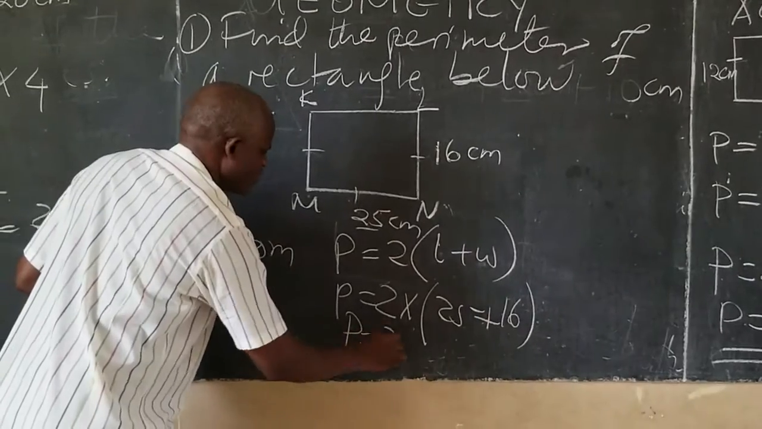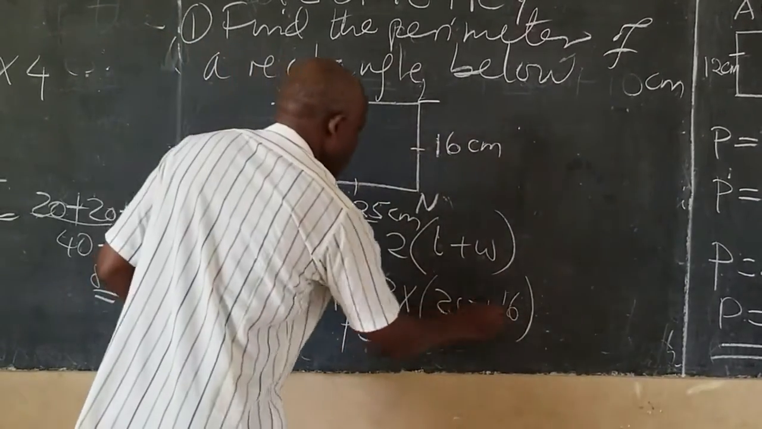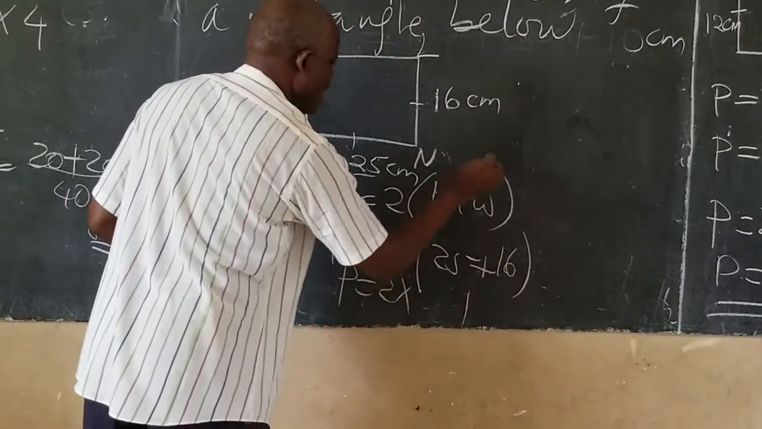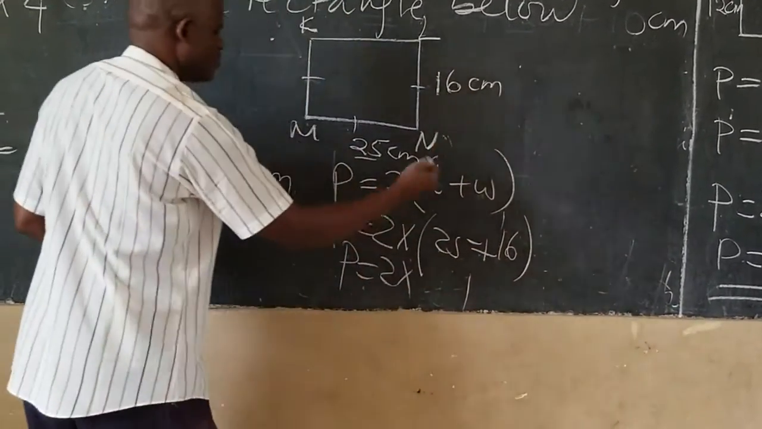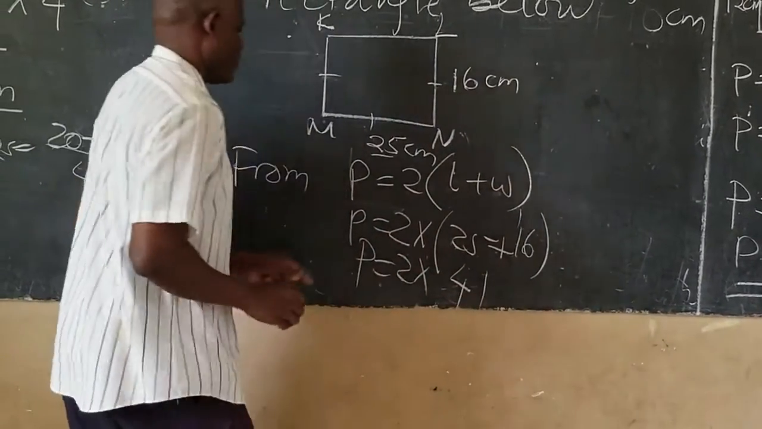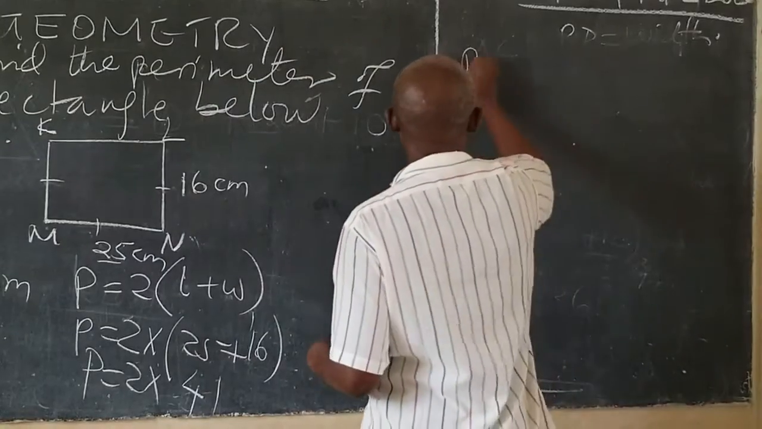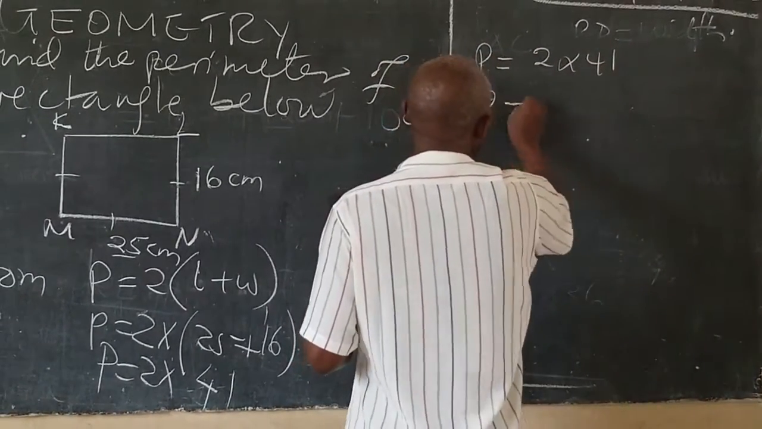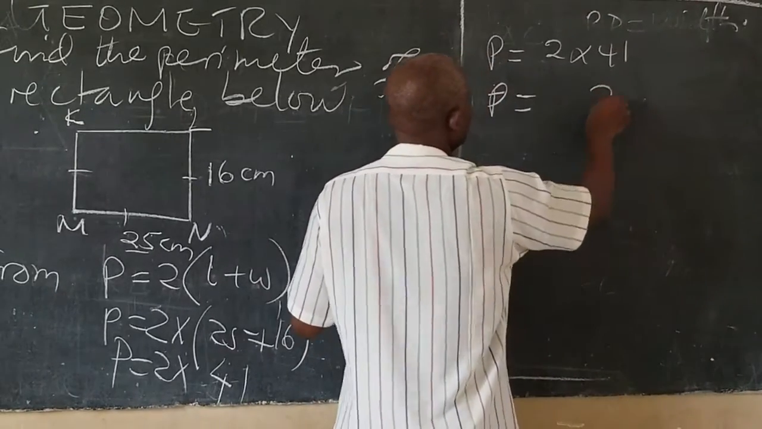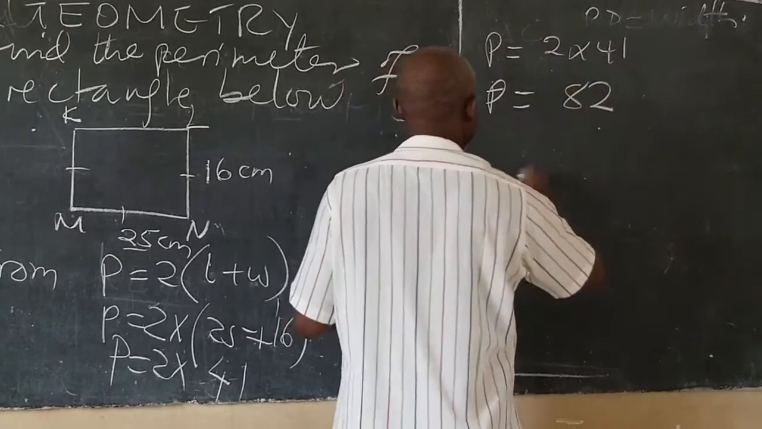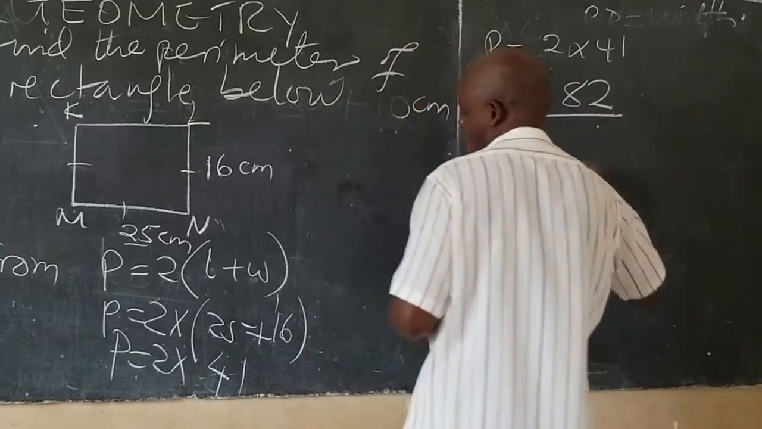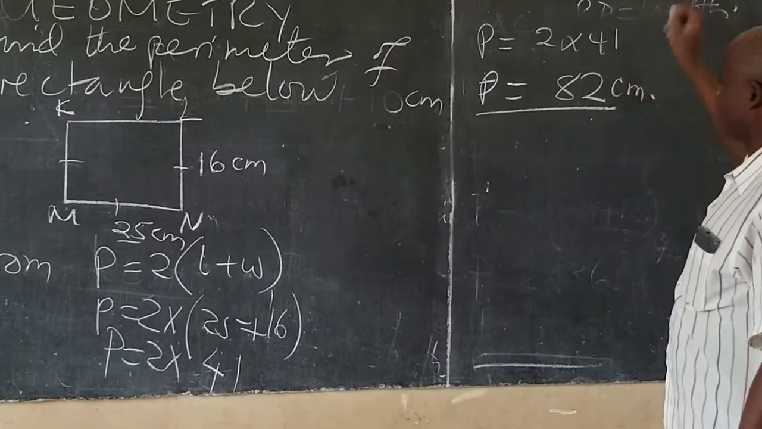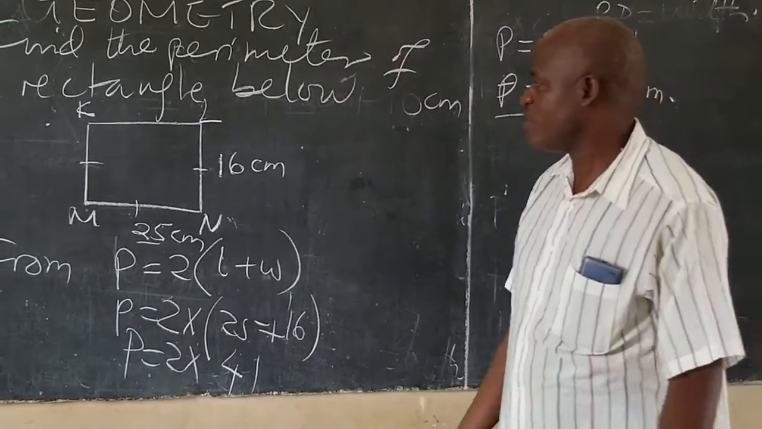Now P equals 2 multiply. When you add 6 plus 5 is 11, you carry 1. 1 plus 1, 2, 4. Now you multiply. Now perimeter is equal to 2 times 41, is equal to 2 times 1, this is 2, 2 times 4, this is 8. It means the answer will be 82 centimeters. Now that is how you can do it.